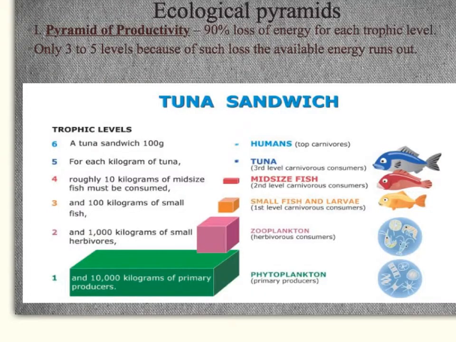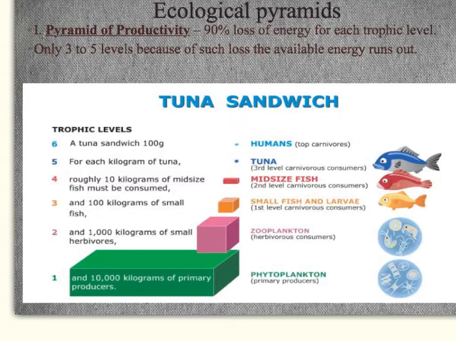All right, so we look at ecological pyramids. Here's an example of one. Remember, we're losing about 90% of energy for each trophic level. Now, because we are losing so much energy between trophic levels, this really does limit the number of individuals we can have in a single food chain.